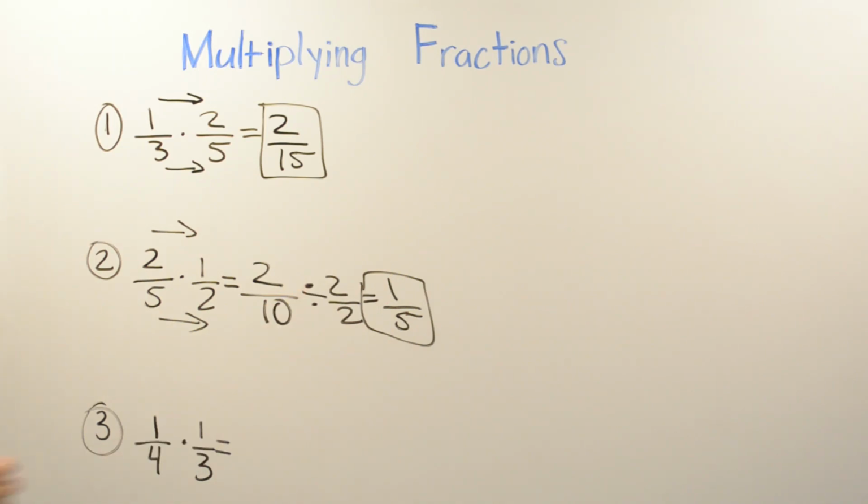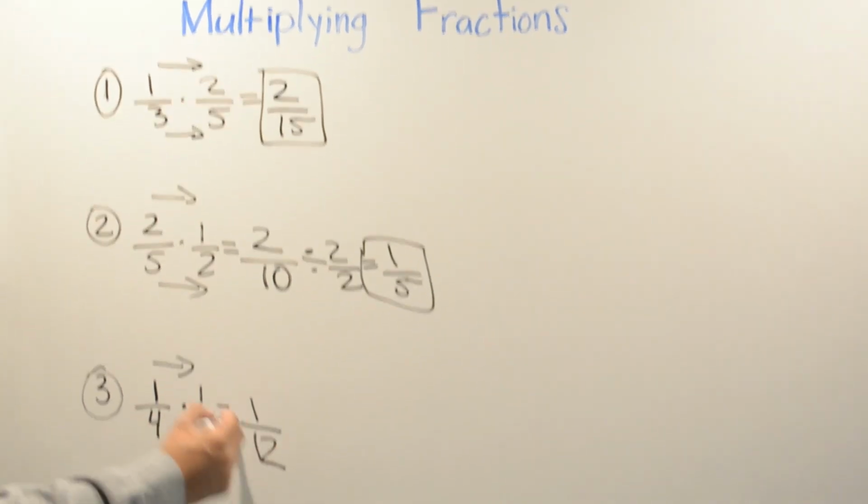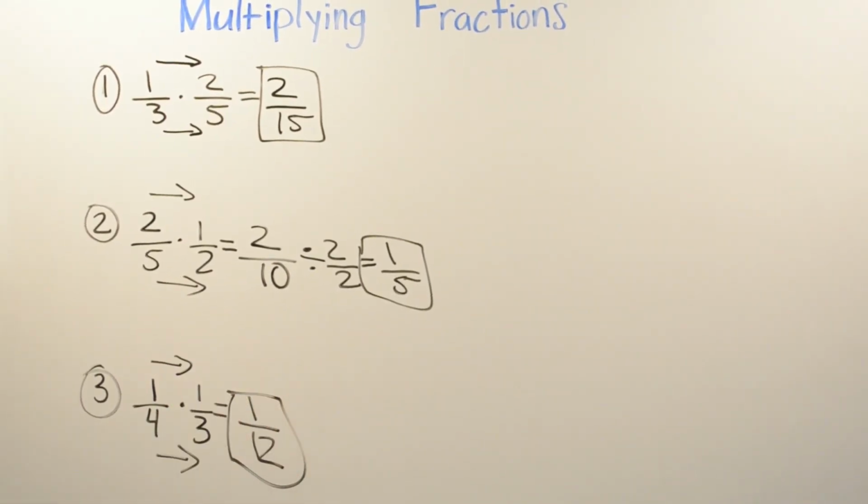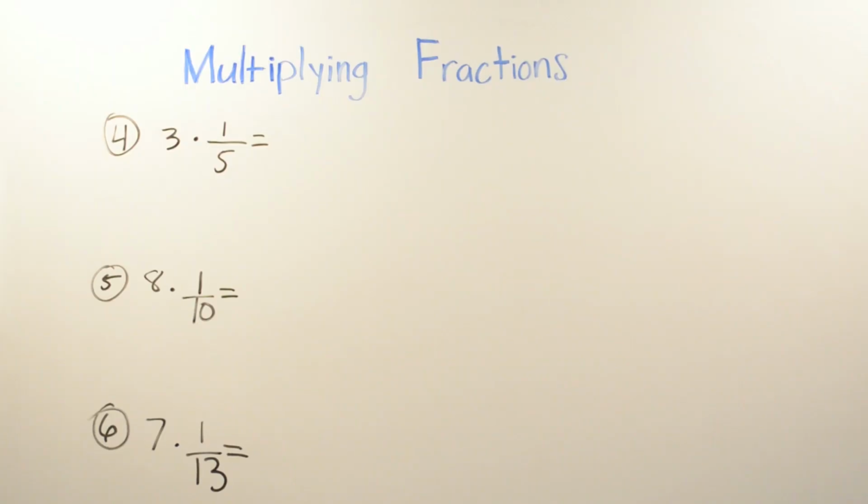The third one, we have 1/4 times 1/3. Same thing. You're going to multiply across. You're going to multiply your numerator and your denominator. 1 times 1 is 1, and 4 times 3 is 12. That is your simplest form. You cannot simplify more than that. So your answer would be 1 over 12.